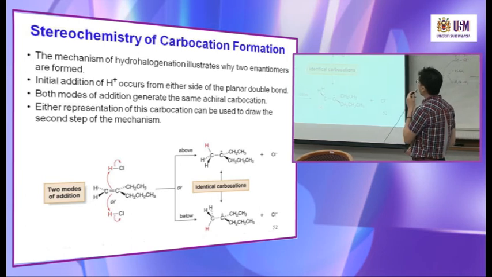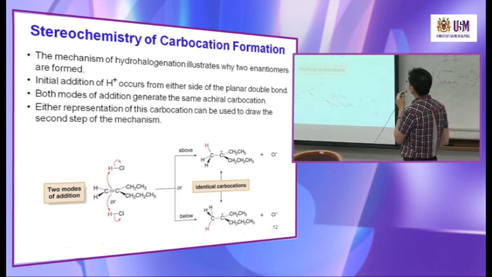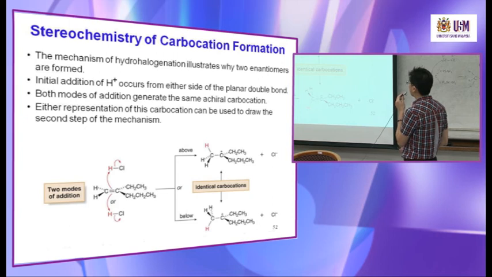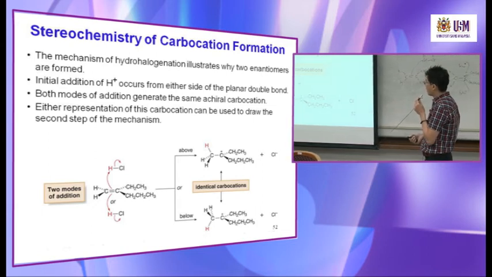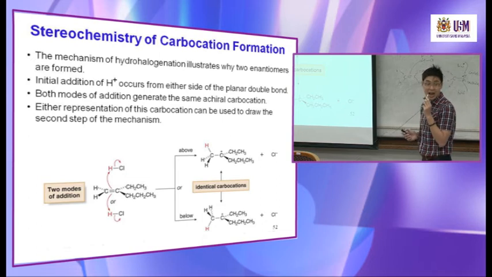The mechanism of hydrogenation illustrates why two enantiomers are formed. This is how it shows. For the first step, your initial addition of H occurs from either side of the planar double bond. See, you have a double bond. You can attack from this double bond on top or from below, but the end result is the same. You will produce a carbocation. These two carbocations are identical.